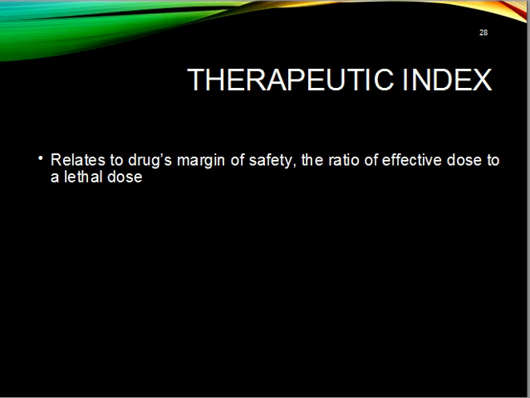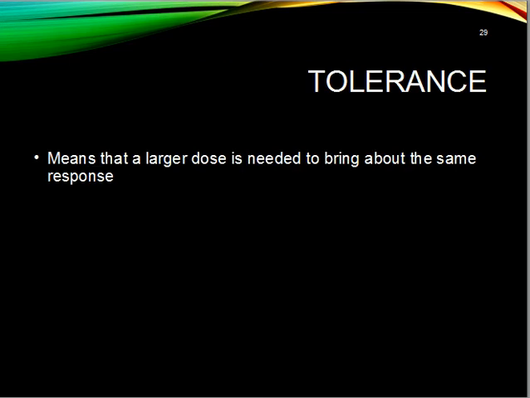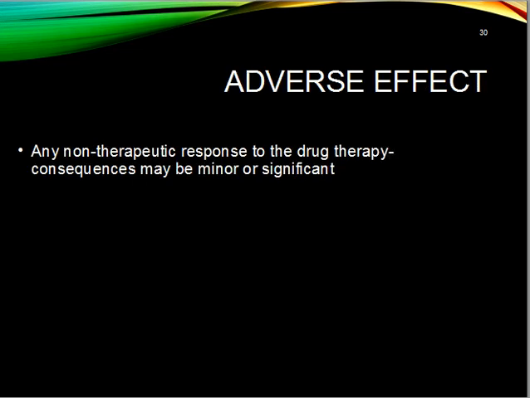Therapeutic index relates to a drug's margin of safety, the ratio of effective dose to the lethal dose. Tolerance means that a larger dose is needed to bring about the same response, such as with narcotics. Adverse effect: any non-therapeutic response to a drug therapy. Consequences that may be minor or significant.